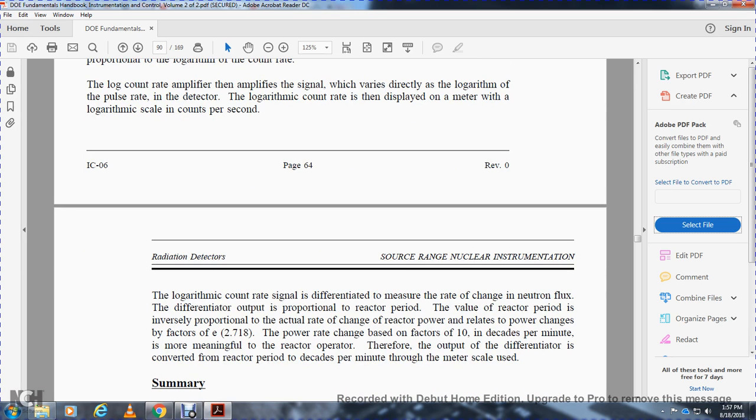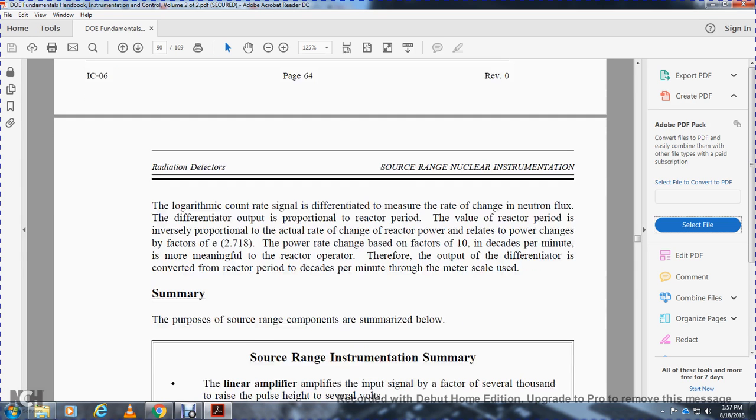The logarithmic count rate signal goes to the differentiator to determine the rate of change of the neutron flux. The differentiator output appears as a value inversely proportional to the actual rate of change, the reactor power e-folding time, the power change factor of 2.718. The power rate of change based on a factor of 10 per minute is more meaningful to the reactor operator. Therefore, the differentiator output is converted to reactor startup rate in decades per minute, and the meter scale is used accordingly.